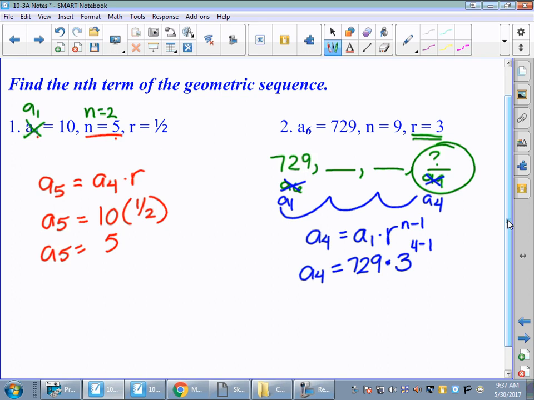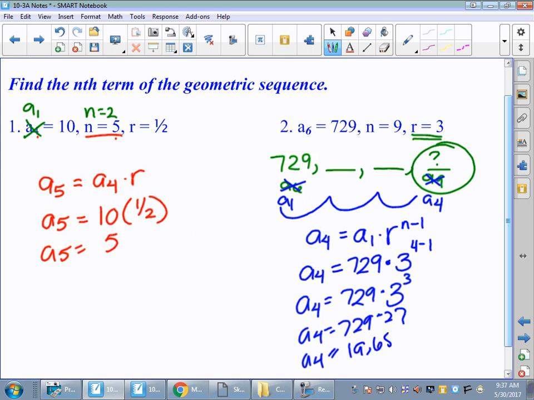And so to get this, using the order of operations, I have to do my power first. So I get a sub 4 is equal to 729 times 3 to the third. And 3 to the third is really 27. And so a sub 4 is going to be 729 times 27, 19,683.